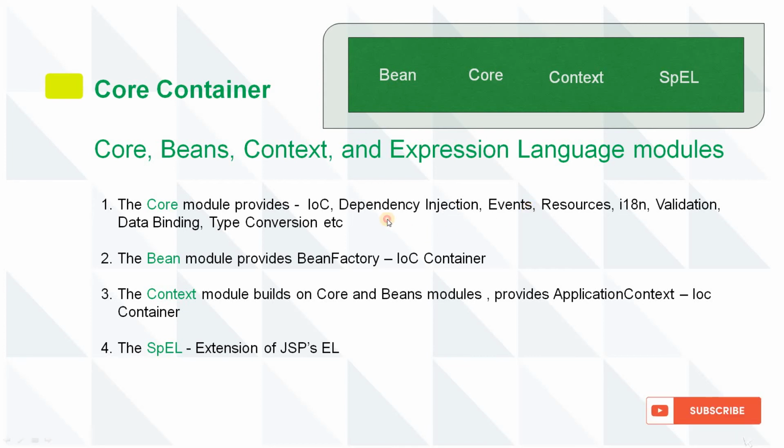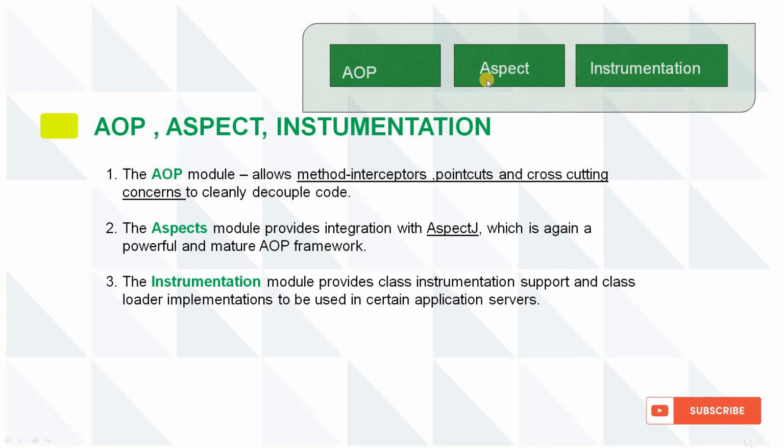Alright guys, let's move on. Next is AOP, aspect and instrumentation. AOP stands for aspect oriented programming. This module provides method interceptors, pointcuts and cross-cutting concerns. Basically these are the things that you can design in your code to write loosely coupled code. Alright. What is aspects? This module provides integration with AspectJ, which is an AOP based framework. So you can integrate the AspectJ framework in Spring by using the aspect module. Okay. And then we have instrumentation.